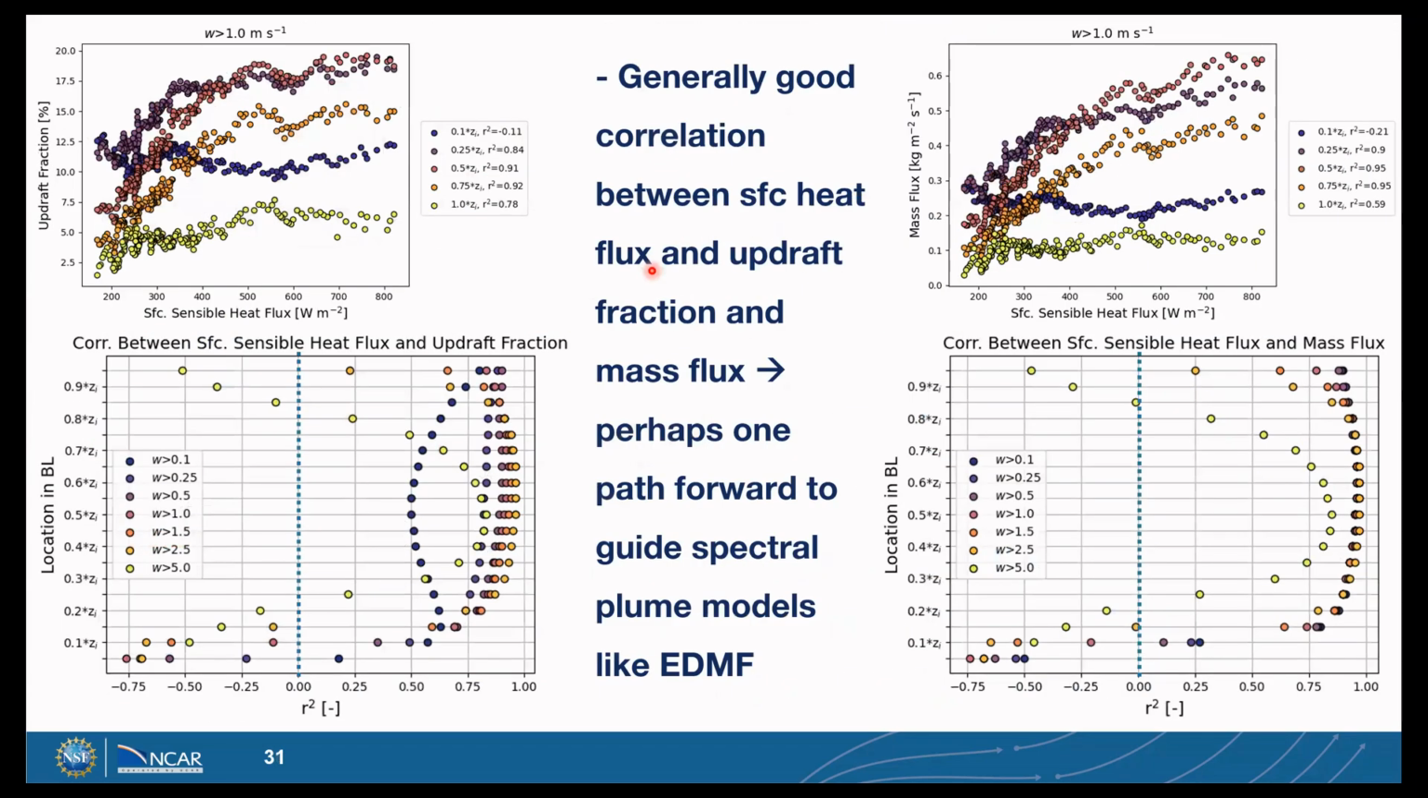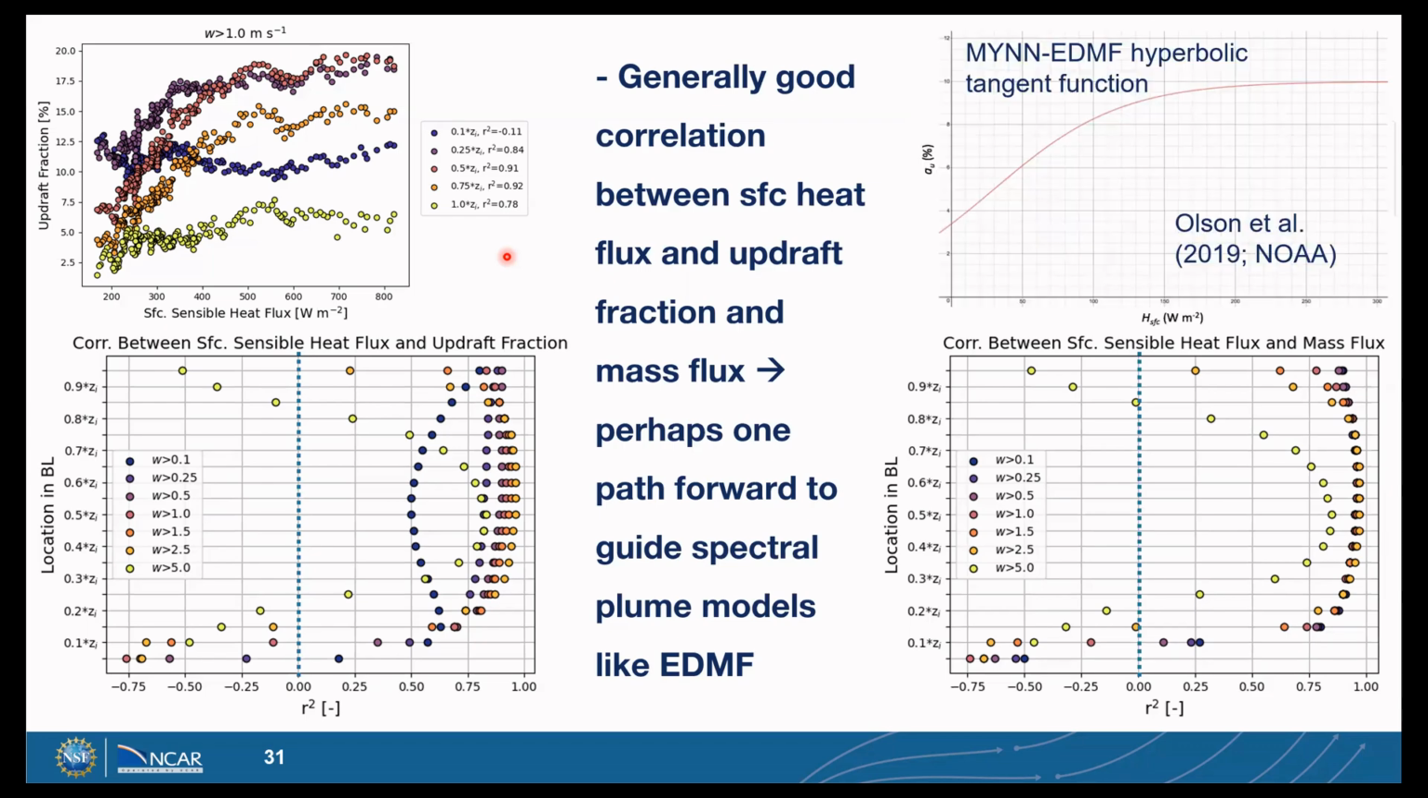One last thing on this is I was happy to see that we have pretty good correlation between surface heat flux. So remember, as we go through time, the surface heat fluxes are decreasing, right? We have pretty good correlation between surface heat flux and updraft fraction and mass flux. So it's possible that there could be a way to improve on some of the ways that the spectral models represent this right now. I should say these lines here are the updraft fraction and sensible heat flux.